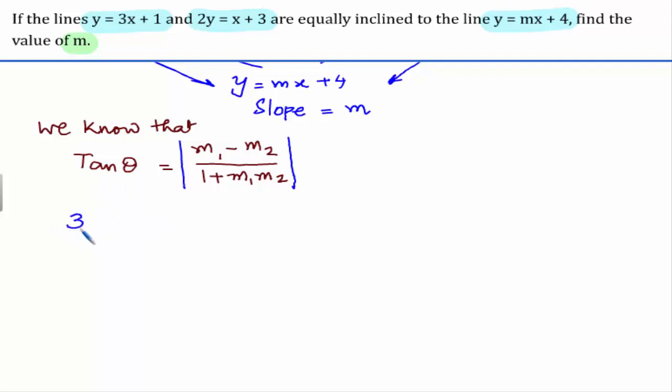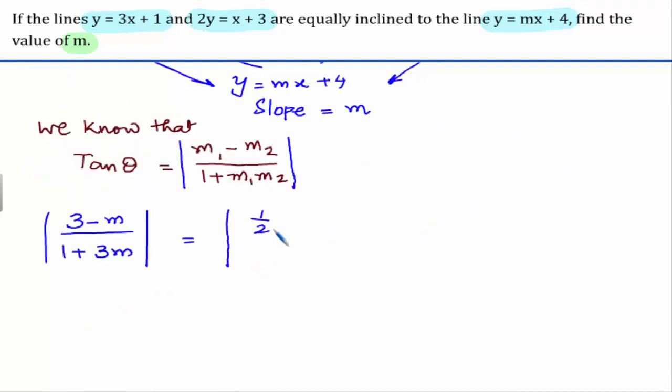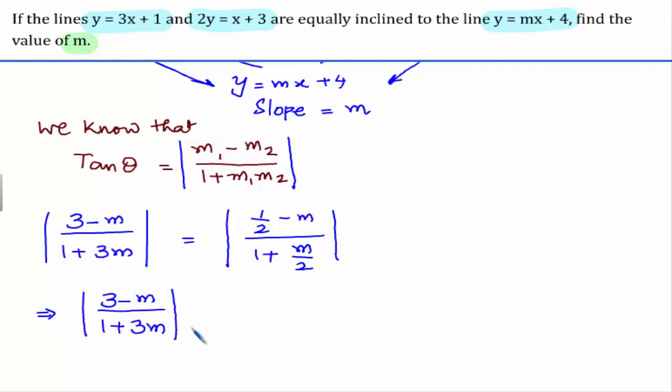So modulus of 3 minus m by 1 plus 3m is tan theta of the first two lines, which will be equal to, the slope of this line is half here, so half minus m by 1 plus half into m, which will be m by 2. Now if we simplify this, we get 3 minus m by 1 plus 3m, which is equal to 1 minus 2m by 2 plus m.